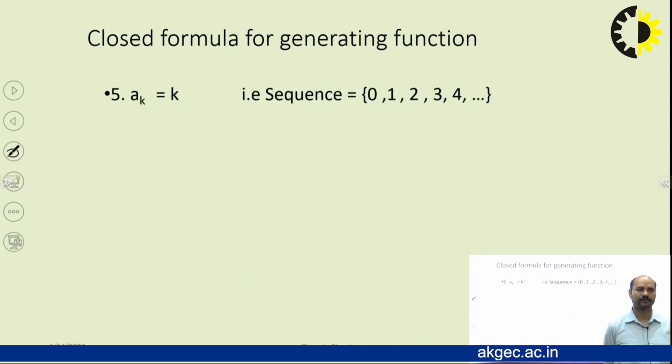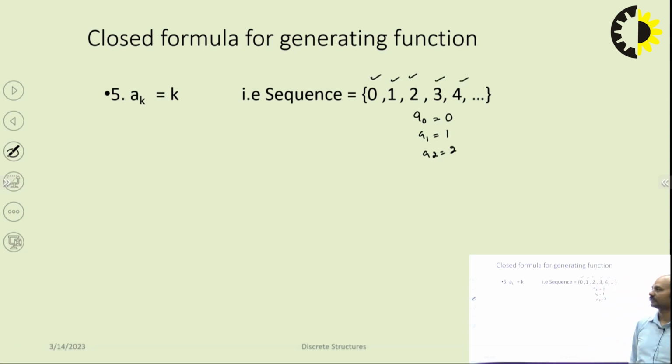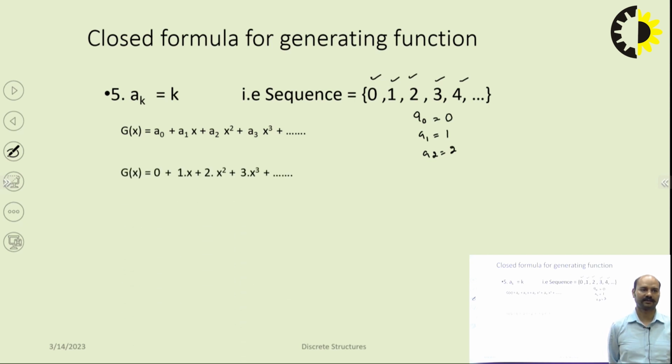What is the closed formula if a_k is equal to k? If a_k is equal to k, it means a0 is equal to 0, a1 is equal to 1 and a2 is equal to 2. So we write the sequence 0, 1, 2, 3, 4 and up to infinity. So what is our G(x)? G(x) is equal to a0 + a1x + a2x^2 + a3x^3 up to infinity. We substitute all the sequence values.